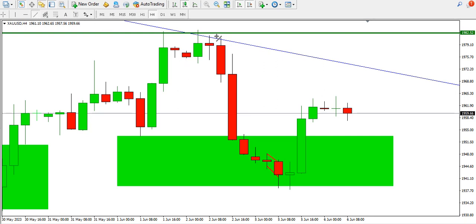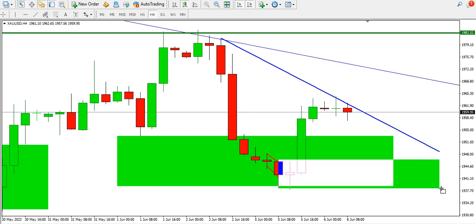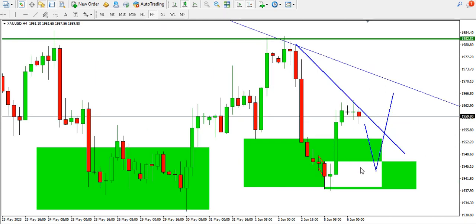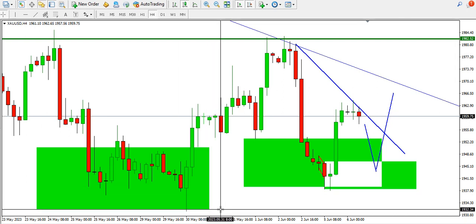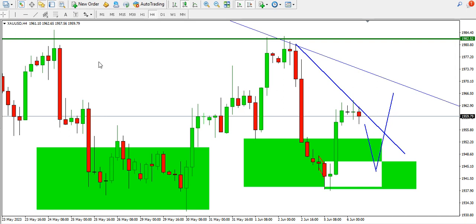But drawing a descending trend line, sellers might capitalize on this and push price back to this particular order block. I'm talking about this demand area on the 4-hour time frame, for price to find a sort of lift and then go up. But a failure of this demand area will send price going down to this particular point. I'm talking about the 1932 level. All right, that's that for the 4-hour time frame.